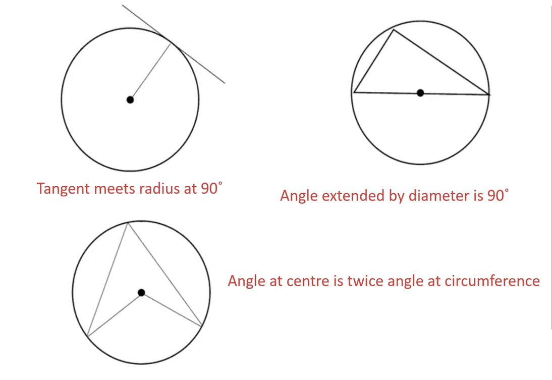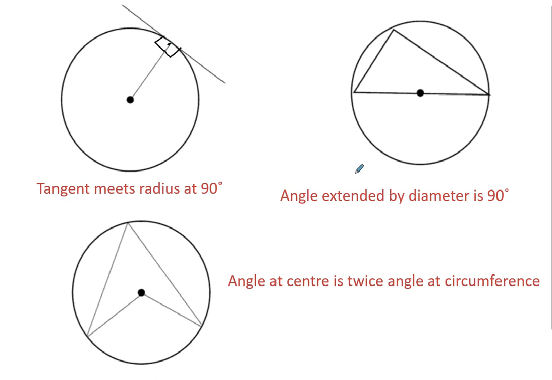Okay, first and probably the simplest circle theorem is tangent meets radius at 90 degrees. So that's 90 there, that's 90 there. And you know your radius is just from the center of the circle to any point on the circumference. Tangent actually means touching in Latin, as in tango. So the tangent meets the radius.